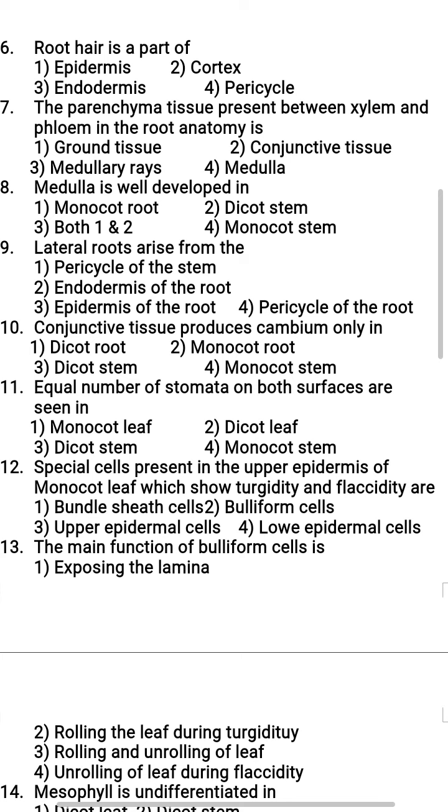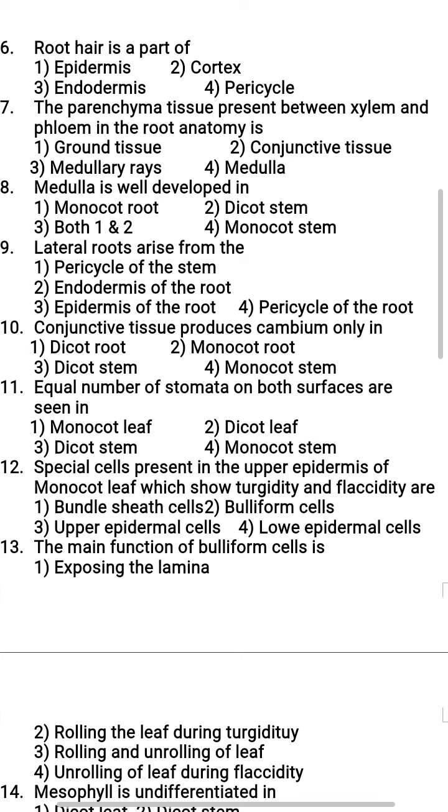Special cells present in the upper epidermis of monocot leaf which show turgidity and flaccidity are option 1 bundle sheath cells, option 2 bulliform cells, option 3 upper epidermal cells, option 4 lower epidermal cells. Now let us see the correct explanation and answer for this question. The correct answer is, first of all, bulliform cells. Now let us see the explanation for this one.